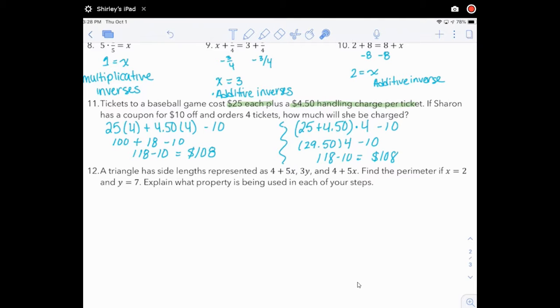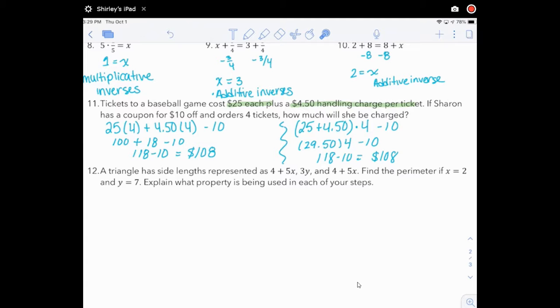Our problem here states that tickets to a baseball game cost $25 each, plus a $4.50 handling charge per ticket. If Sharon has a coupon for $10 off and orders 4 tickets, how much will she be charged?